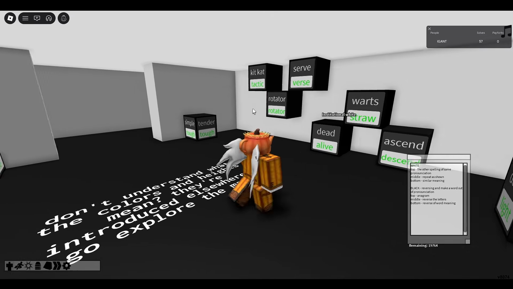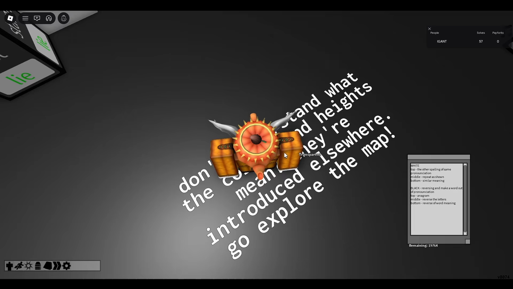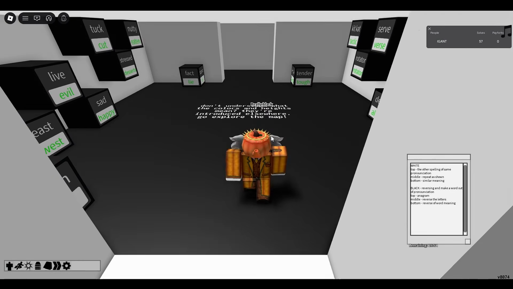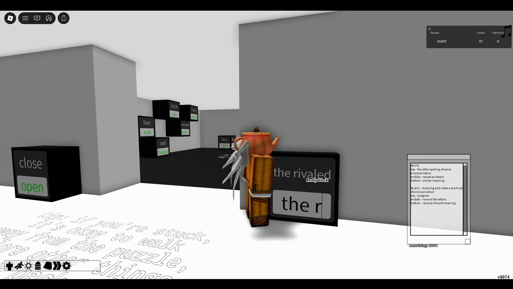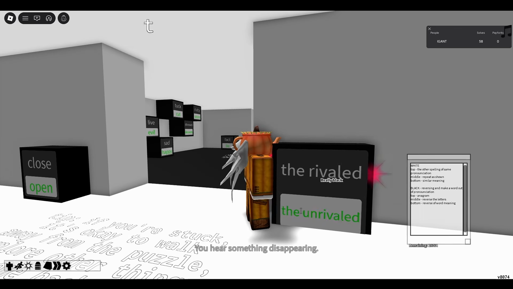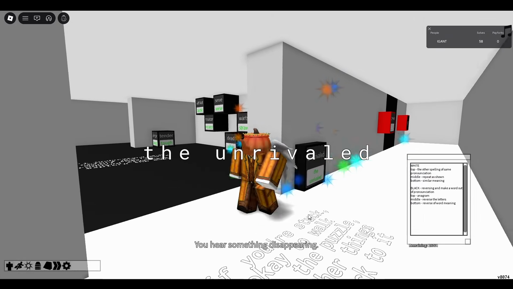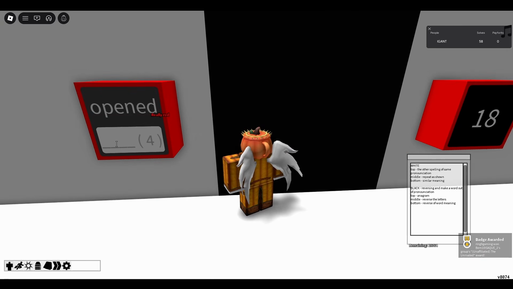Anyway, we solved black and it said something opened, I think. What popped up on my screen? I wasn't looking. The rivaled. No. It says lower black, so reverse meaning of word. The unrivaled. There we go. We got the badge, the unrivaled. Let's try the red room.